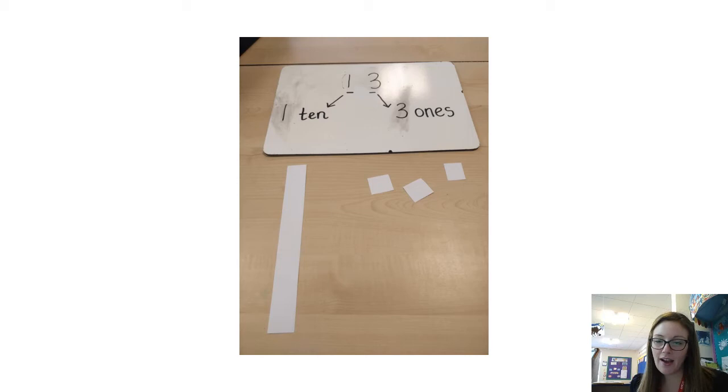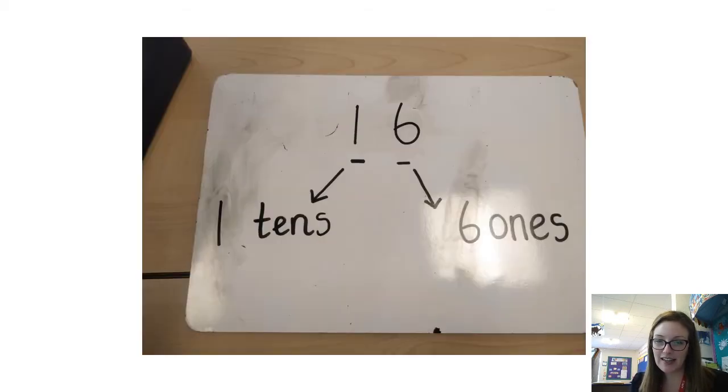So you can see there I've used my Dienes to make that. I've got my stick of 10 and my 3 extra ones. Right, let's have a look at the next number. So 16. I've already told you here, 16 has got 1 10 and 6 ones.